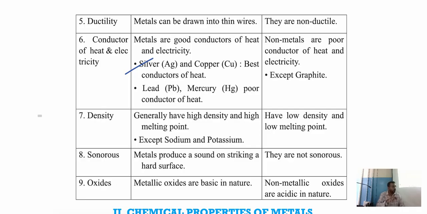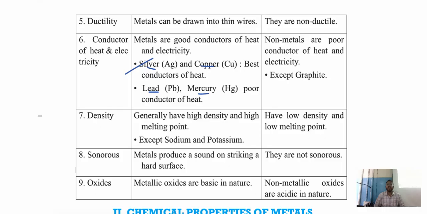Actually, they are also metals, but they do not allow so much current to flow. If you want limited current to flow in a wire, then we use lead and mercury. Clear? So that it allows a very small amount of current. Understood? Similarly, silver and copper are the best conductors.